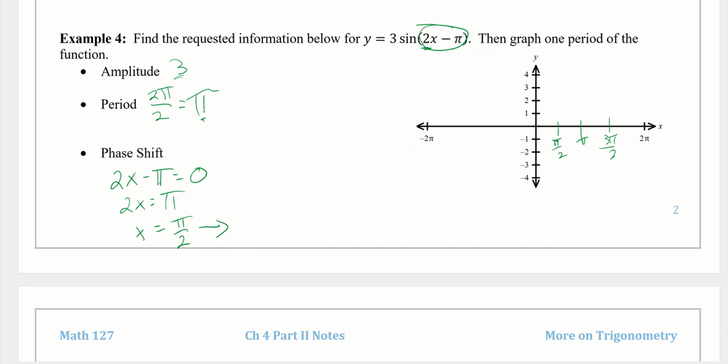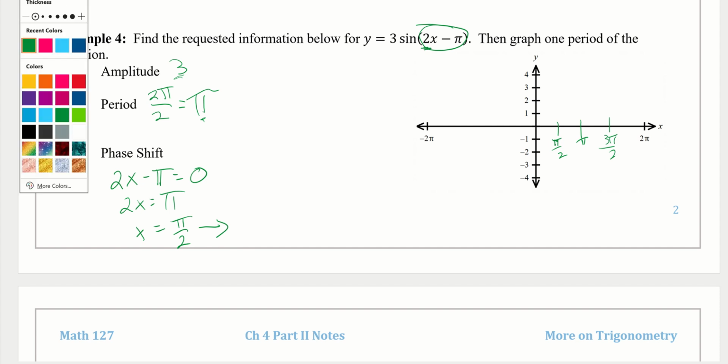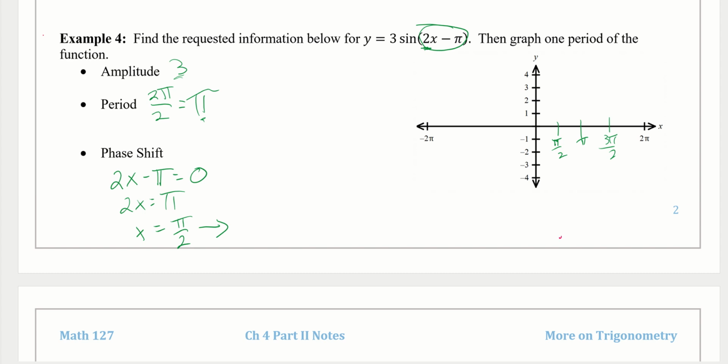So now if you notice, I'll do a different color just so it stands out a little bit. My phase gets moved over, so this is now my initial point right there. Okay, so there's a few ways to look at this. What I like to do is I will go here, that's my initial point because of my phase shift. So my final point will be pi away. Well, pi away would be at 3 pi over 2.